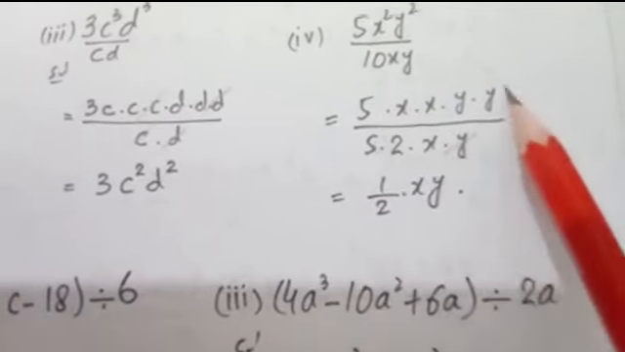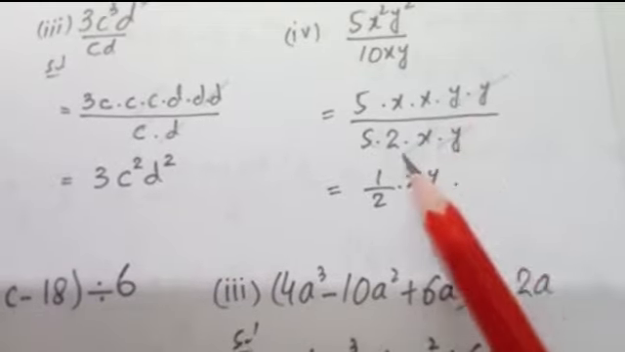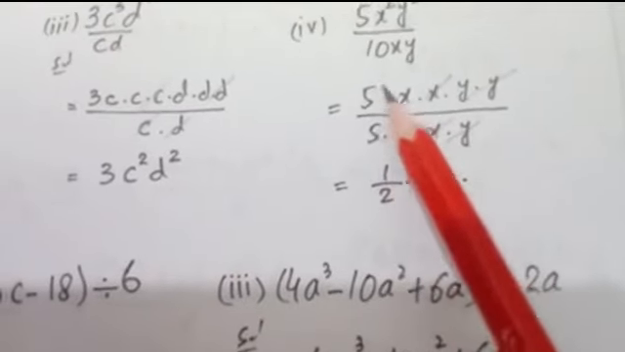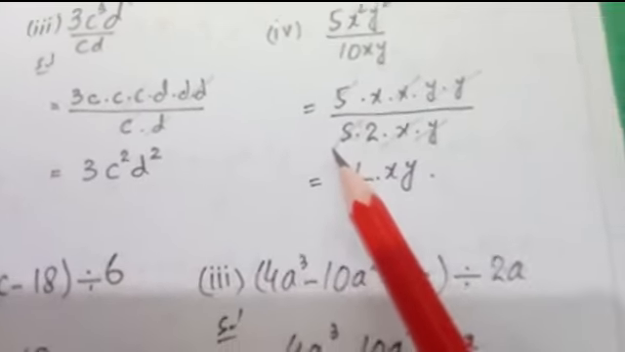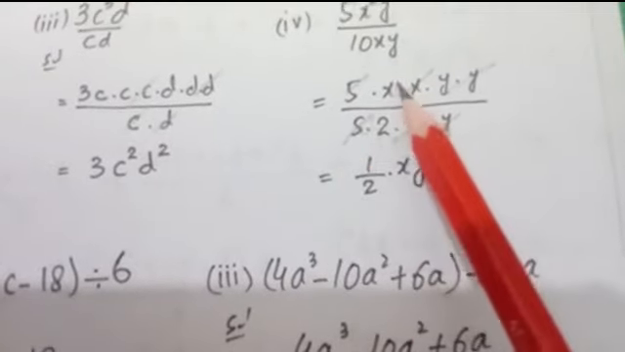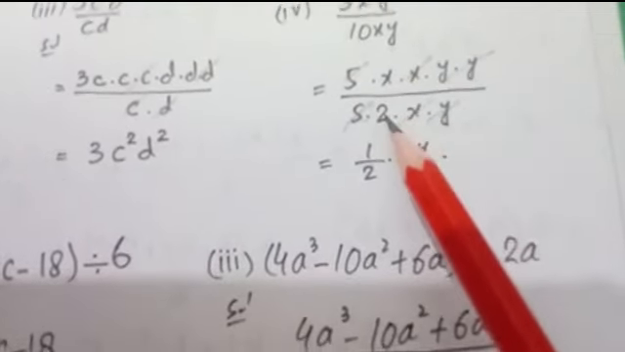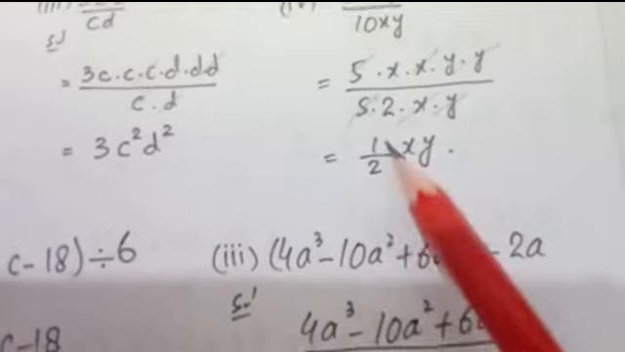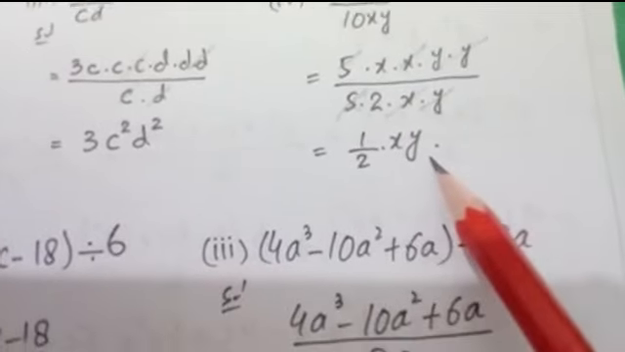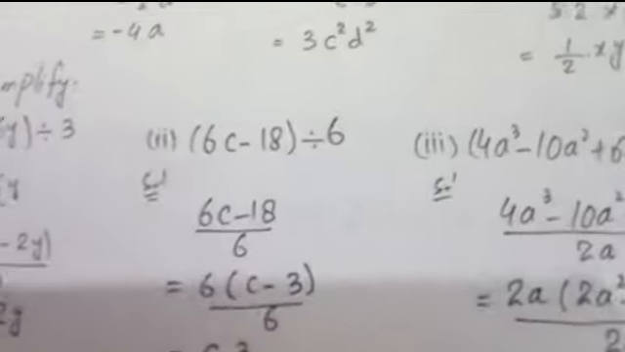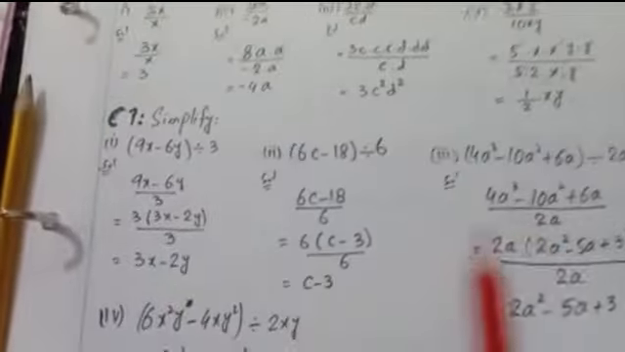Now this y will be cancelled by this y. x will be cancelled by this x, and 5 will be cancelled by this 5. Now we are left with x, y and 2. So our answer is half x y. So question number 8 is completed.